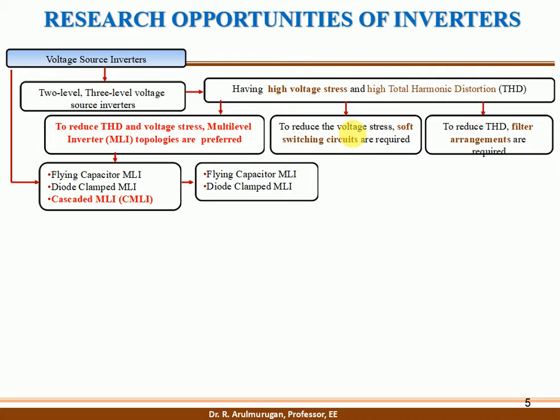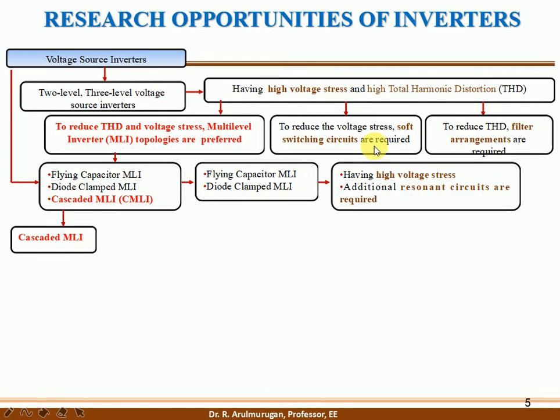This is the multi-level inverter classification. It is classified into three major types: flying capacitor, diode clamped, and cascade. Of the three, the flying capacitor and diode clamped multi-level inverters have the same drawback of producing high voltage stress. That stress can be eliminated with the help of a resonance circuit, or a soft switching circuit.